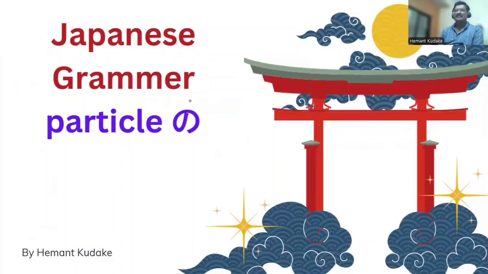So in Japanese grammar, particle no is used to connect two nouns. Particle no is used to tell various things, like my school, watashi no gakko, and watashi no kodomo, my child. So particle no we will study deeply in this video.